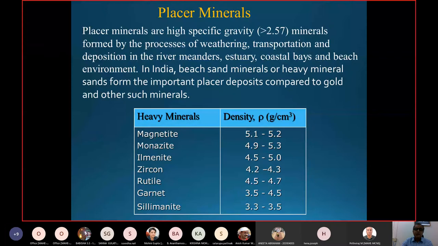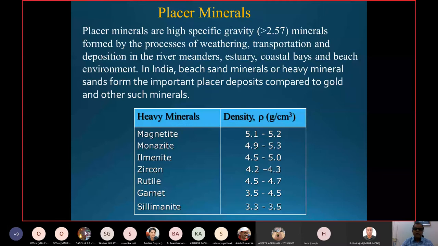And these are all the heavy minerals which have a density range from 3.3 to 5.1. Quartz-rich sand, the pure sand, is around 2.57. But all these minerals are strategically and industrially very useful for a lot of applications. I will give one example. Ilmenite is a mineral with the composition FeTiO2, iron and titanium dioxide.